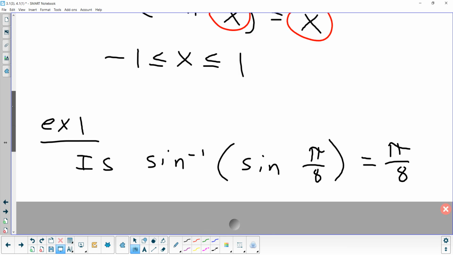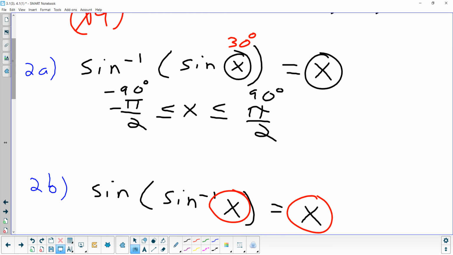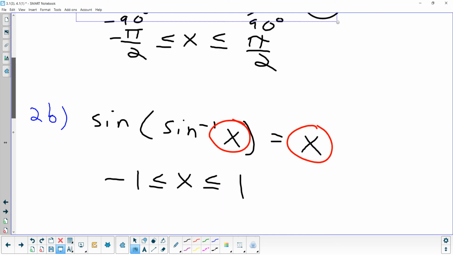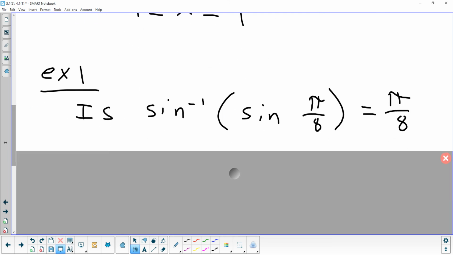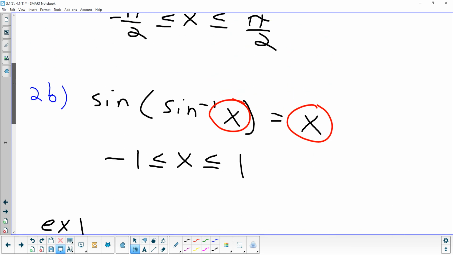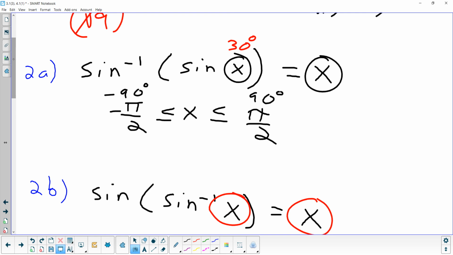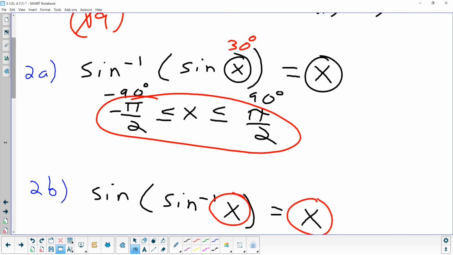All right, let's take a look. So 2a, inverse is on the outside. In our problem, inverse is on the outside. Yes. Okay, so now that we know it's 2a, this is what we're supposed to be between -pi over 2 and +pi over 2.